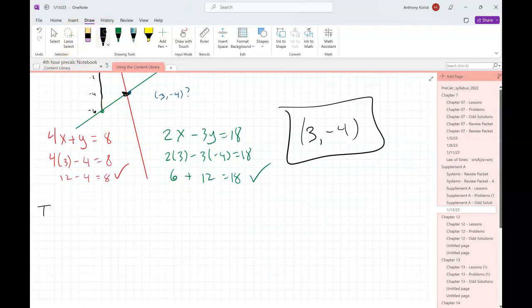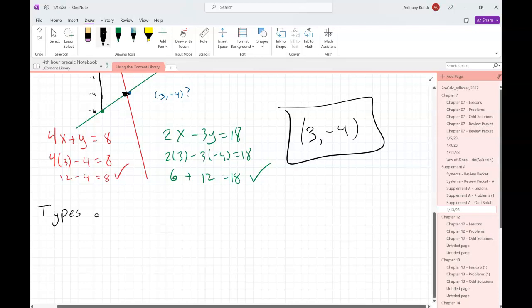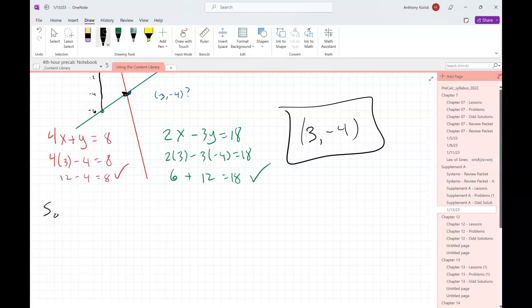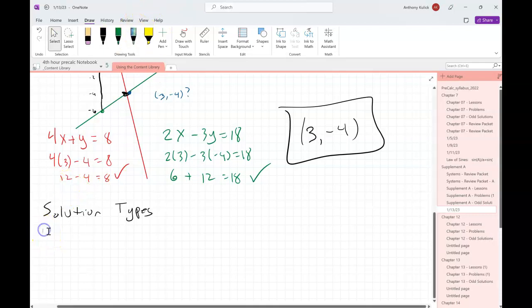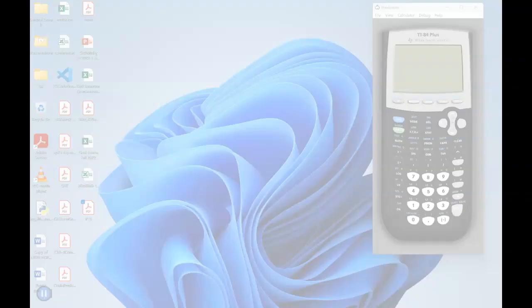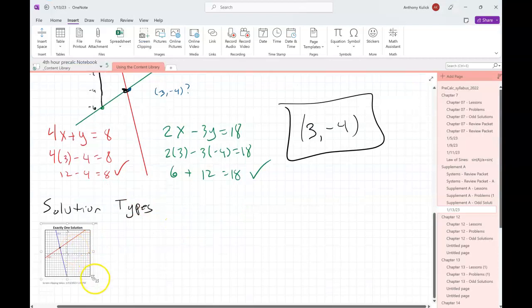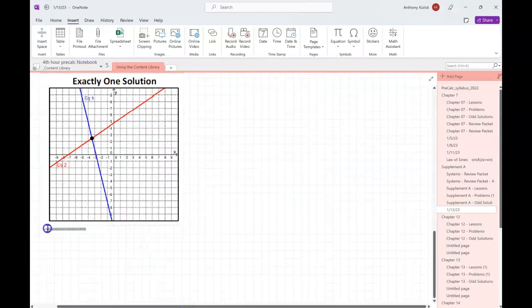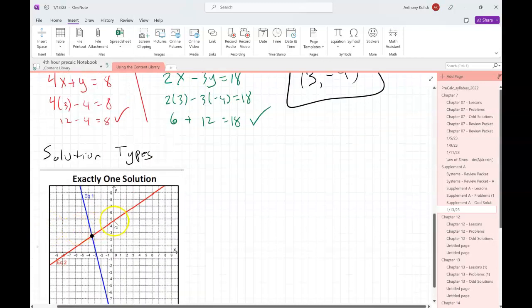So maybe we should say, if I have a system of 2 linear equations, what sorts of outcomes can I have? Well, we've seen one already, right? We can get exactly one solution, like we just saw in the previous example. Right? What else can happen?